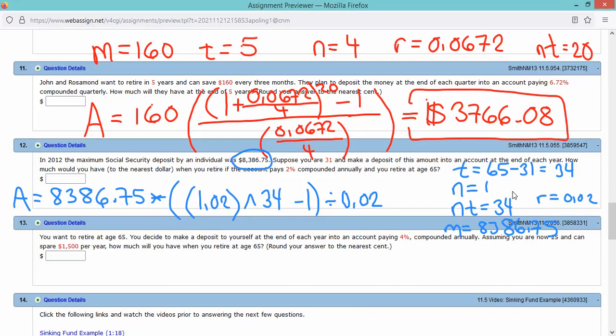that at the age of 65, we would get to retire with $402,847.49, rounding to the nearest cent.